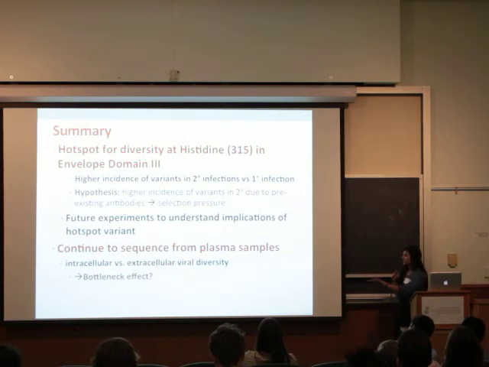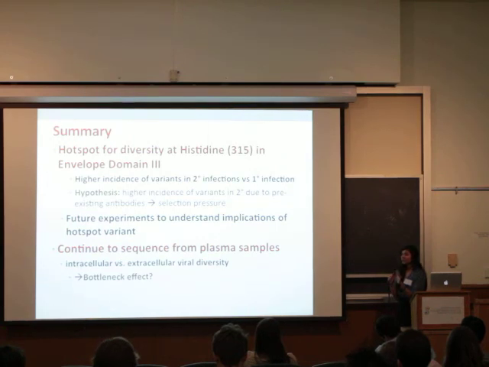Alongside that, we're going to continue sequencing the plasma samples that have already been processed. With this dimension of our project, we'll be able to assess the difference between intracellular and extracellular viral diversity and see if there's any bottleneck effect that shows a difference between the viral diversity within the cell and outside the cell, so extracellularly.